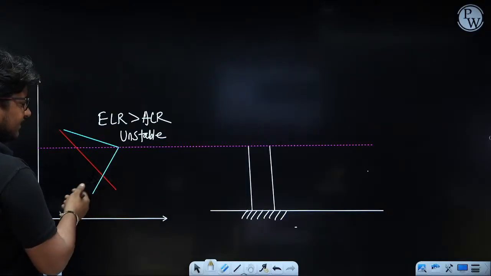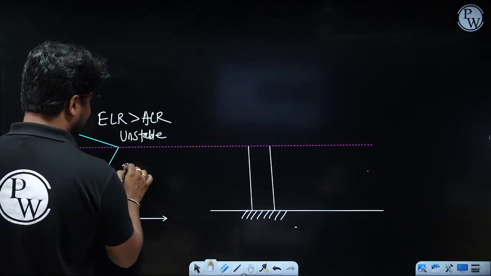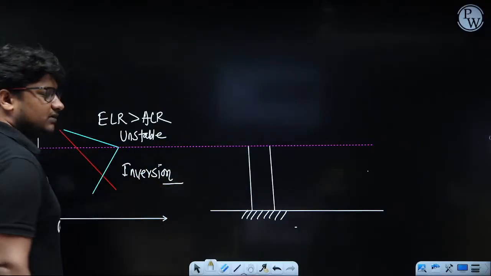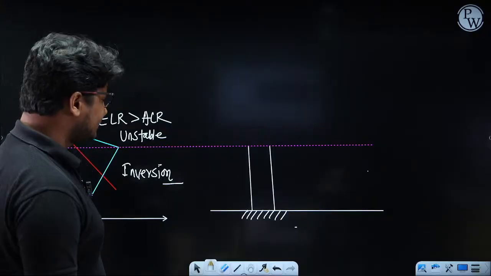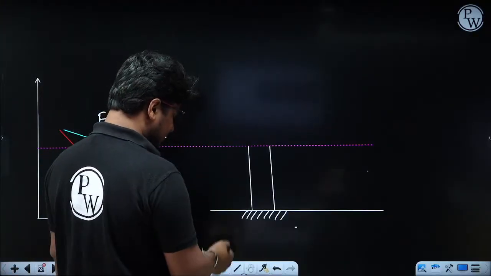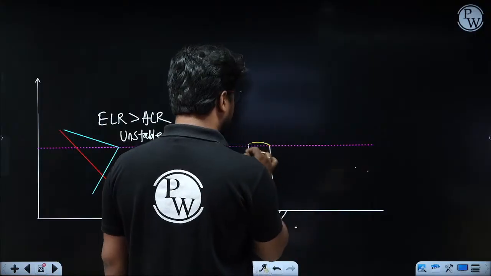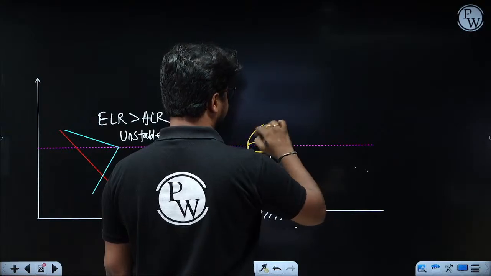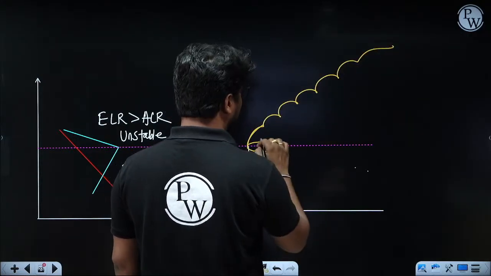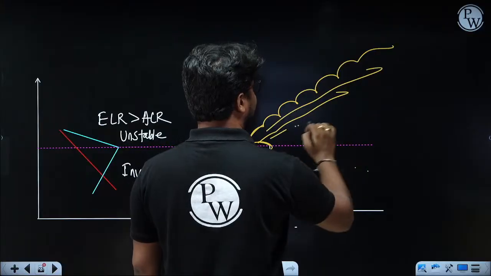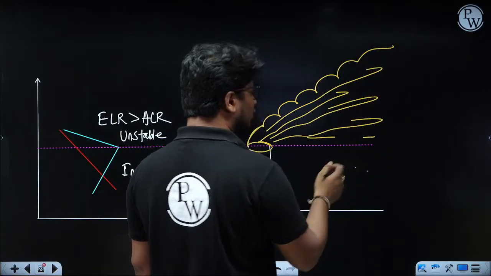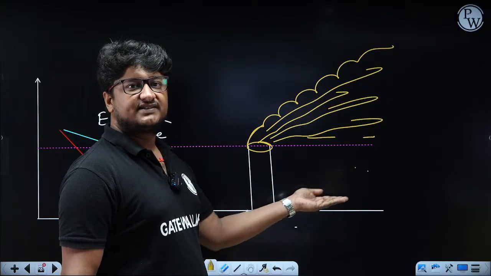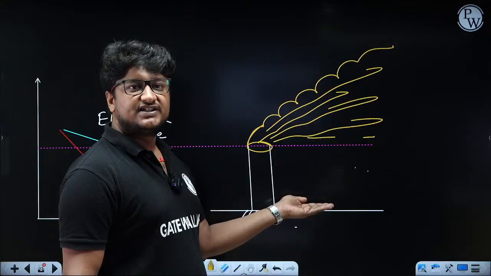Here, as you can see, it is basically the opposite case. This is the inversion case, where there will be no vertical mixing and no pollutant dispersion and dilution. So in that scenario, if any pollutant comes out from this stack, it will simply go upward. It cannot go below, because this layer is not going to promote vertical mixing or help in pollutant dispersion and dilution.